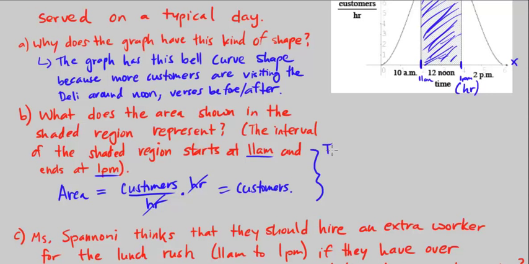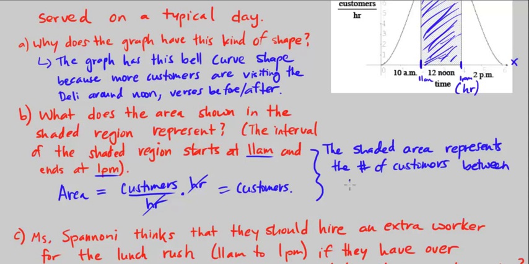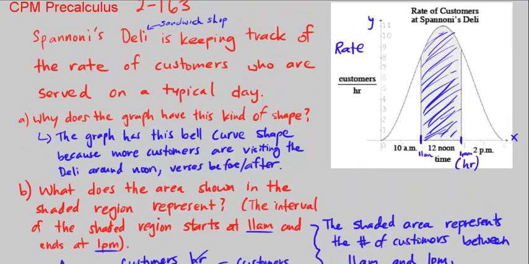So what does the area represent? This tells us that the shaded area represents the number of customers visiting the deli between 11 a.m. and 1 p.m. From 11 a.m. to 1 p.m. So the shaded area represents the number of customers between 11 a.m. and 1 p.m. Okay? The total number in that 2-hour period. 11, 12, 1, right? It's 2 hours. We have that many customers is the area.